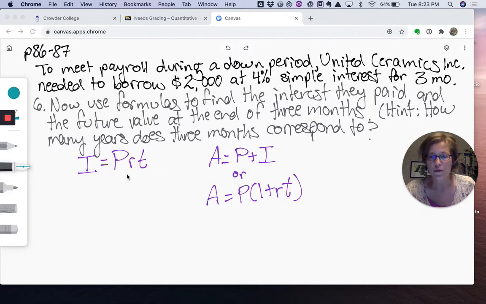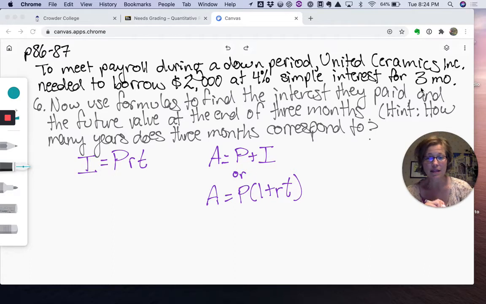P is the principal, the original amount that they're borrowing. So let's look back, see what that is. 2,000, we're going to plug that in for P. R is our interest rate, 4%. We want to change that to a decimal. And then T is time. 3 months is our time.